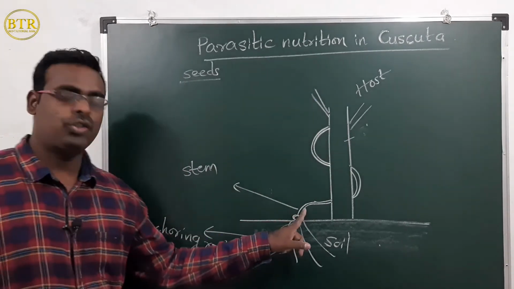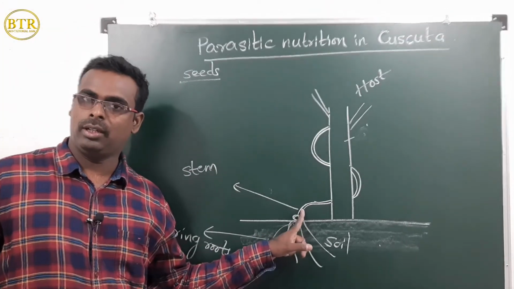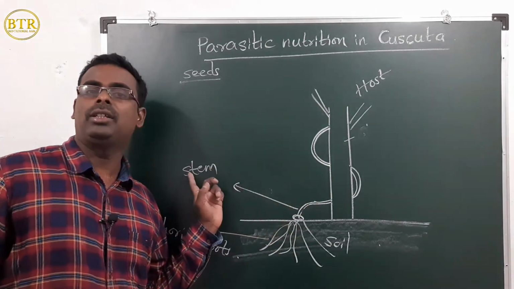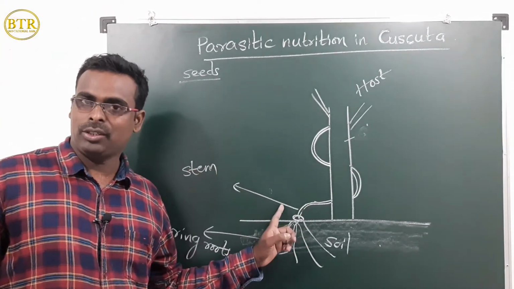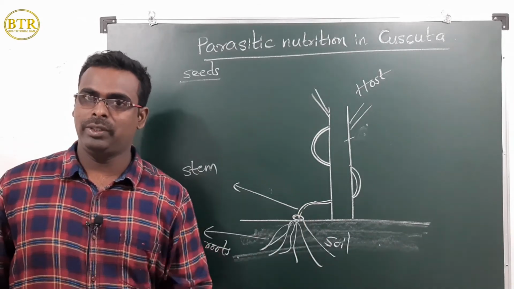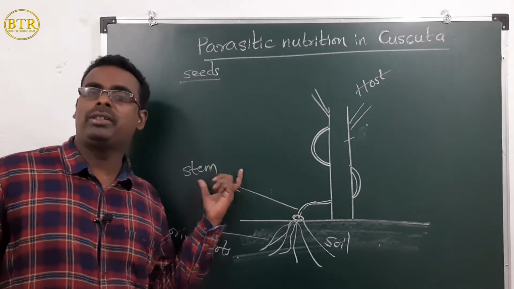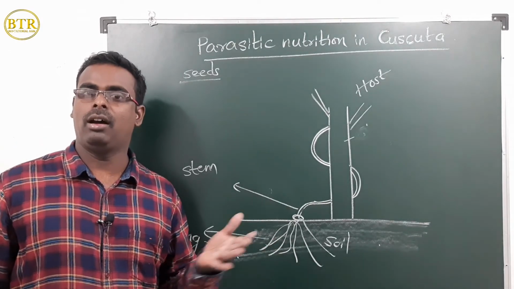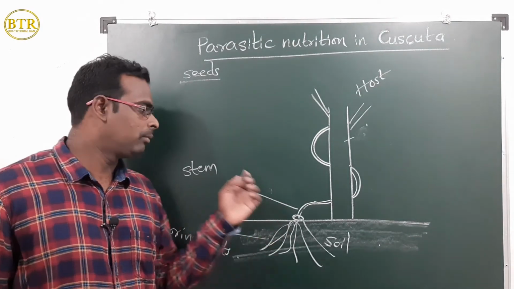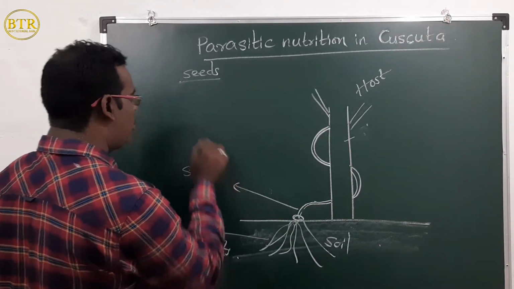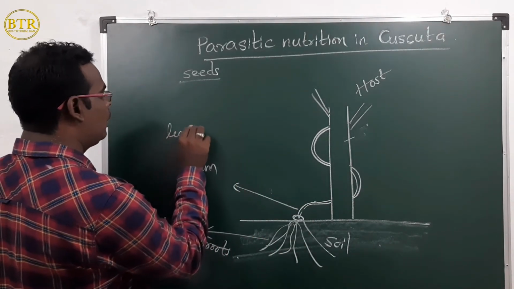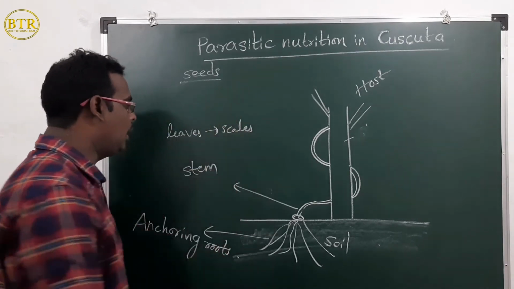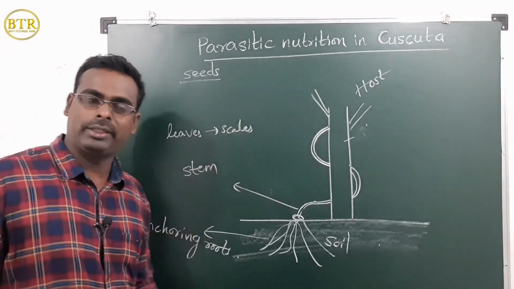This is the stem of the Cuscuta. The stem is slender, string-like. What is the color of the stem? You see the stem color in different Cuscuta species. The stem is present in yellow or orange color, pink color or brown color. Afterwards, what about the leaves? Leaves of the Cuscuta convert into scales.